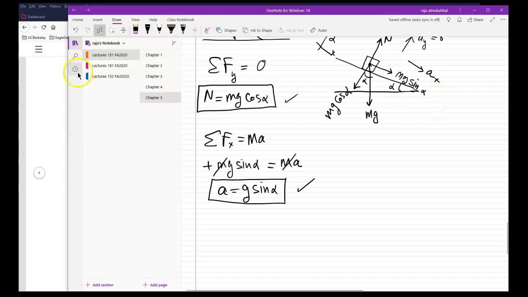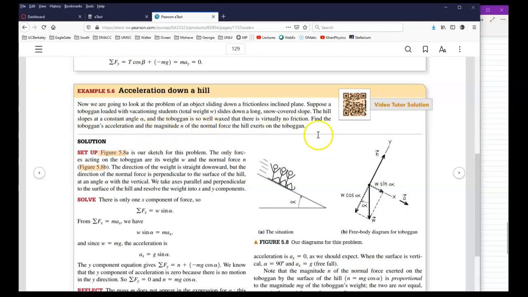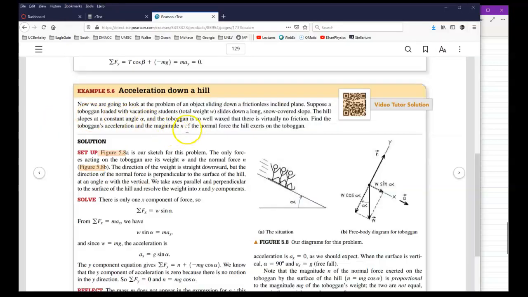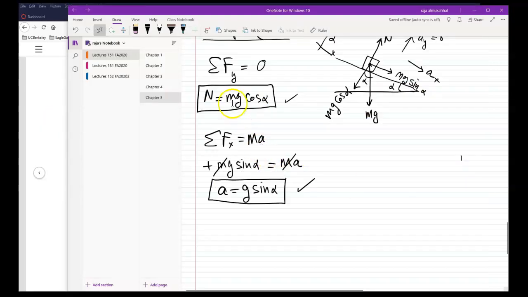Let's go back to the question very quickly. He says, find the acceleration. Oh, there it is. It's g sine alpha. And what is the normal vector? Well, here it is: mg cosine alpha. That's it. Okay, simple? Okay.